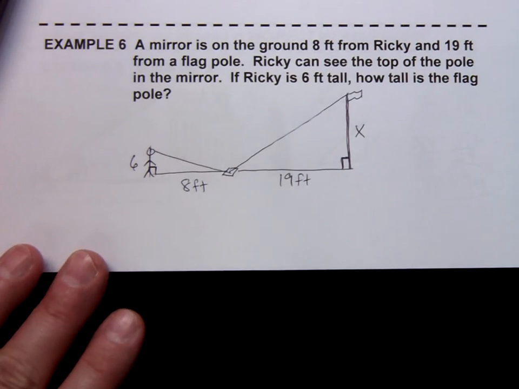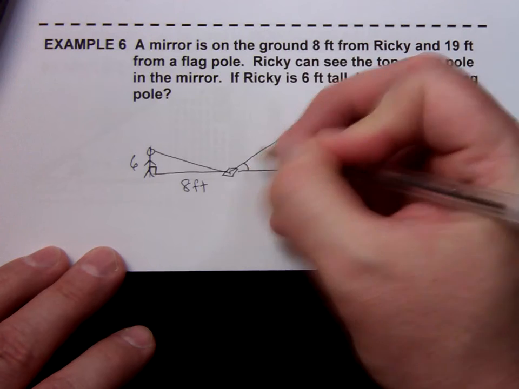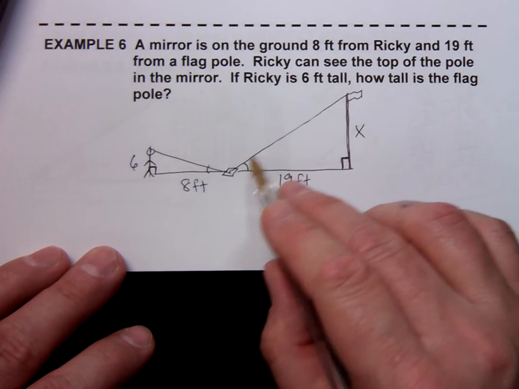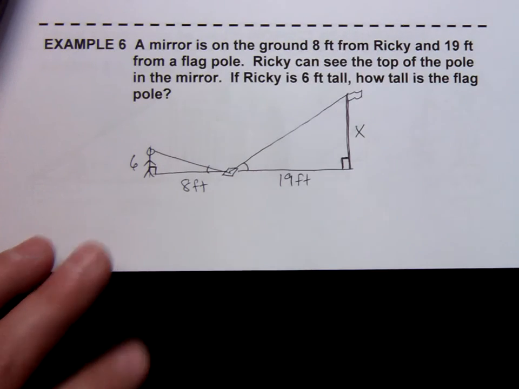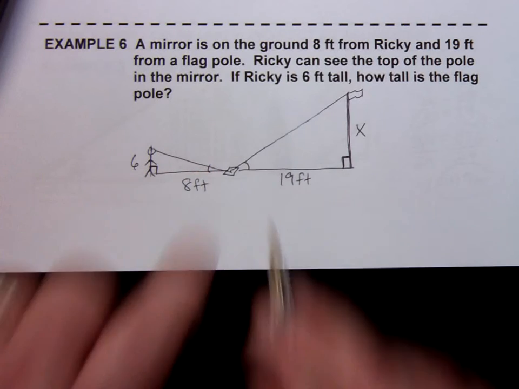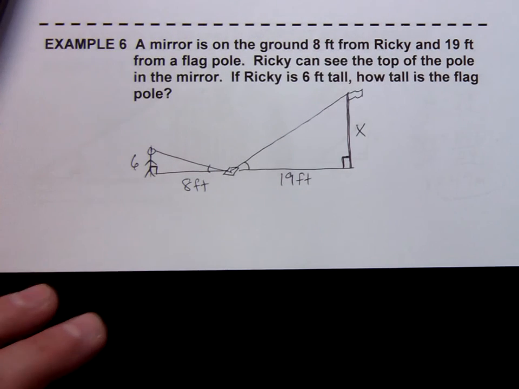And if we know how a mirror works, whatever angle the light goes into the mirror, it comes out the mirror at the same angle. So that means that these angles right here are going to be congruent. That light from the flagpole is going into the mirror and then out of the mirror to Ricky's eyes in those same angles. So by angle-angle, once again, these triangles are similar. And therefore, we know their sides are proportional. We can set up a proportion.